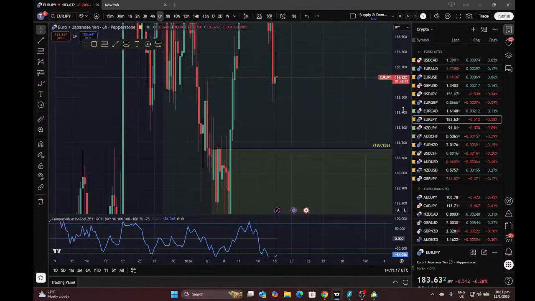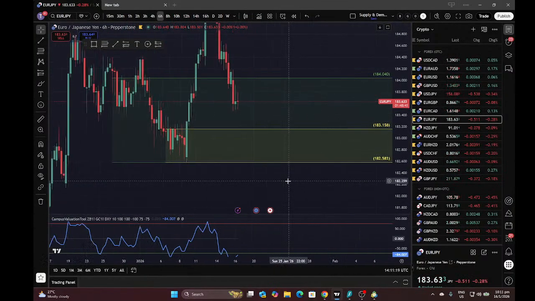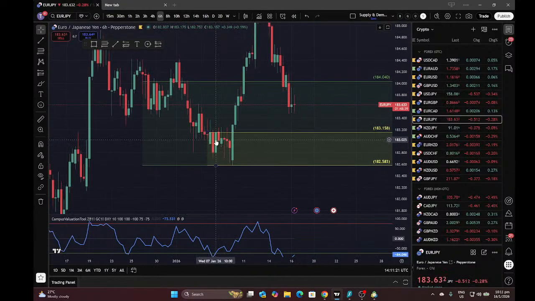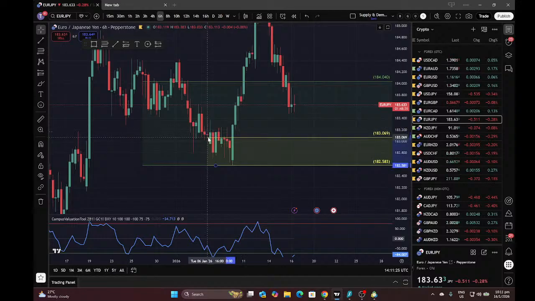This is a drop rally. Actually, it's a drop base rally, and the base is fine. Just this thing that kind of bothers me.